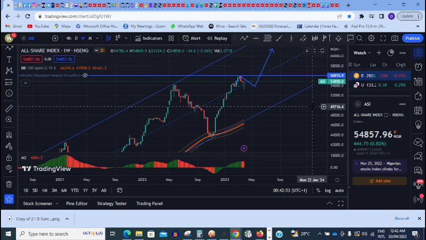I'd like to tell you that price moves around support and resistance. And when the support is broken, it tends to become a resistance. And when a resistance is broken, it tends to become a support.